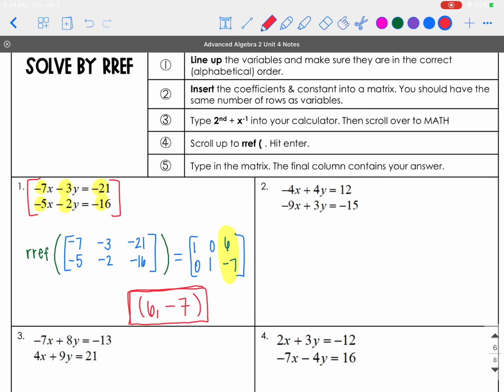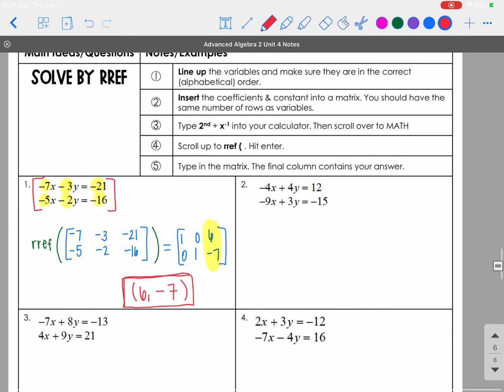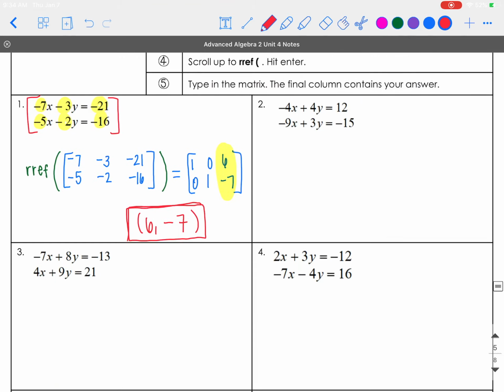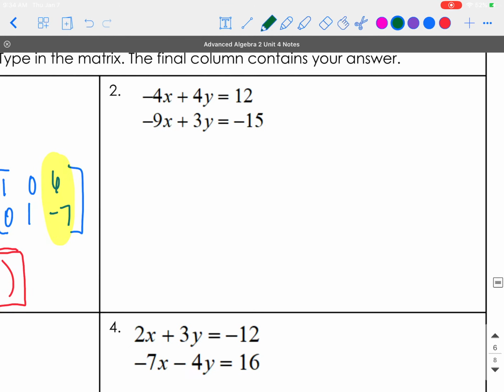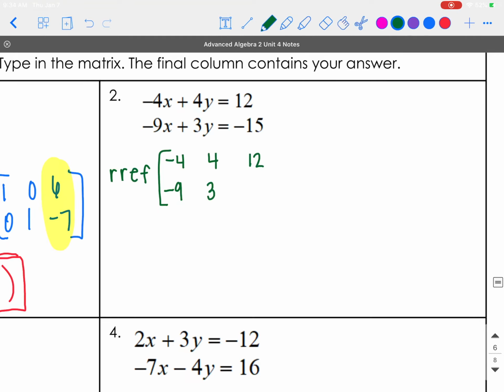Super easy, right? As long as you know how to do it in the calculator, you're good. If I went too fast, scroll back and re-listen to the calculator part and make sure you know how to do it. All right, number 2. Sorry. Number 2. Make sure your X's and Y's, everything's lined up correctly. -4, 4, 12. -9, 3, -12.